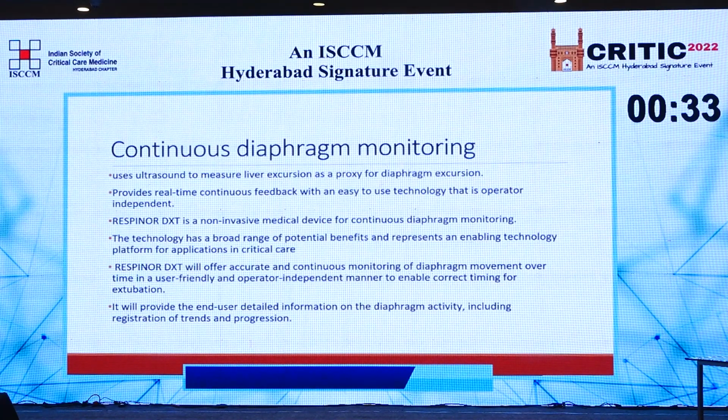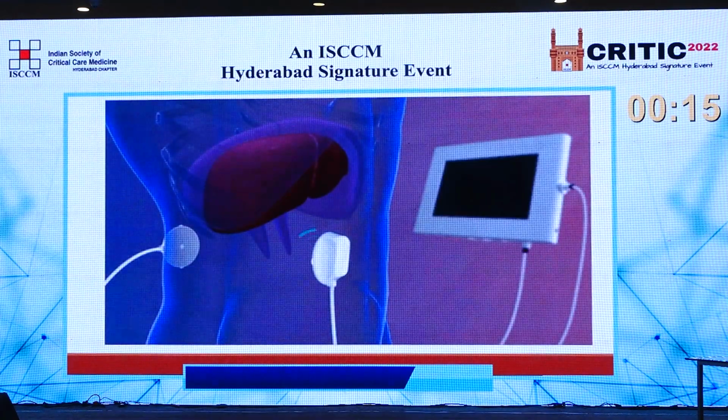the Respiratory DTX, one of the companies which actually developed this, which will continuously monitor your diaphragmatic movement and give you clues. How is your diaphragm functioning? Is it contracting well? Is there adequate contraction, or is there a difficulty already? And are you dealing with some diaphragmatic dysfunction or a weaning challenge? And this is how it actually works.